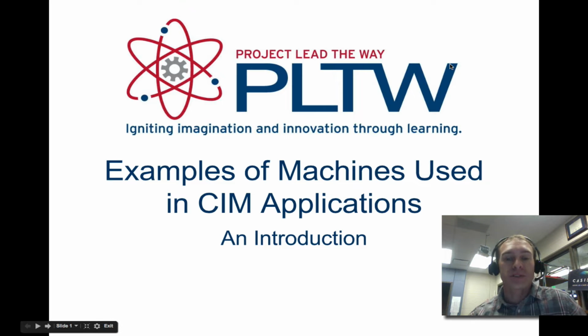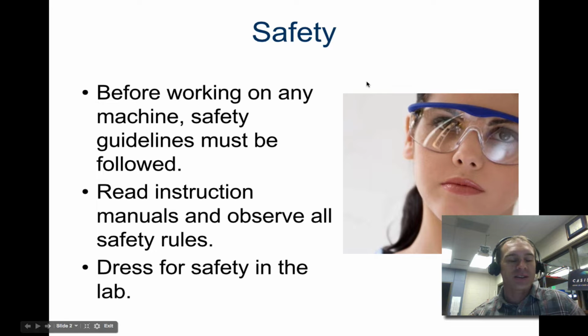So let's look at some examples of machines used in SIM applications. Safety is super critical when using this milling machine. One, because it's $25,000, and two, because it could cut your arm off. So before working on this machine, safety guidelines have to be followed. You've got to make sure that you know how to do it. Read instruction manuals, observe safety rules, dress for safety in the lab.